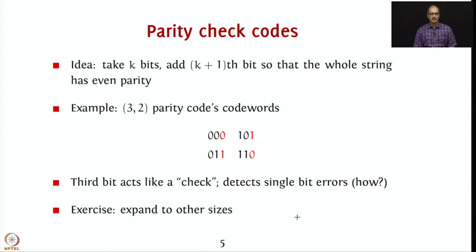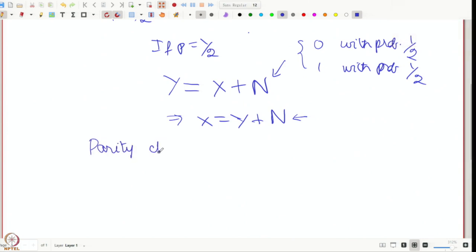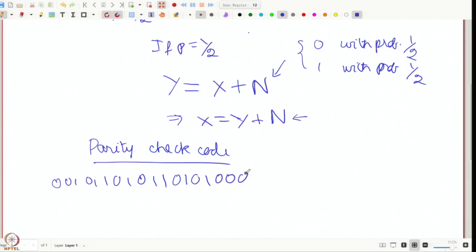The key idea is you can take k bits and add a (k plus 1)th bit so that the whole string has even parity. There is an example which is a 3,2 parity code. Let us write that out once and then go through it. This is actually a single parity check code. Let's say you get your bits 0, 0, 1, 0, 1, 1, 0, 1, 0, 1, and so on. These are your bits which are to be transmitted.